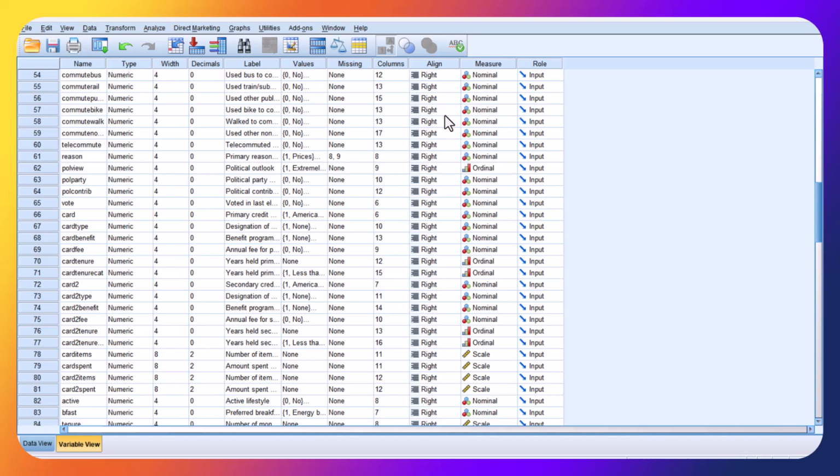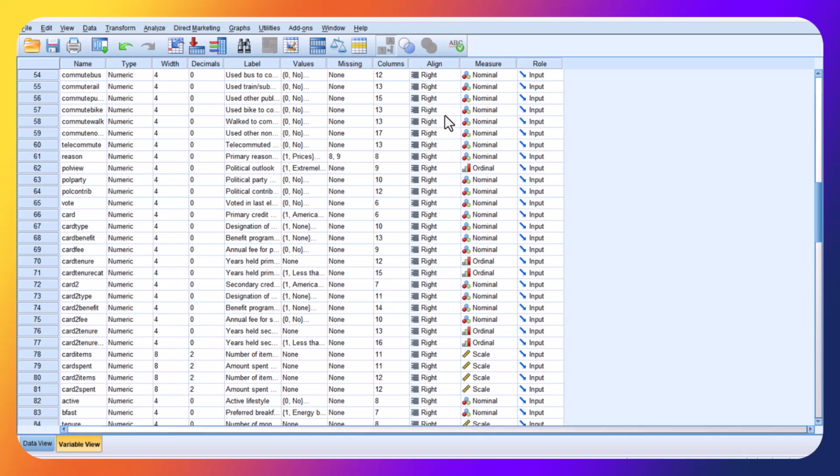Descriptive statistics are basically of two types. We have the qualitative data analysis and we have the quantitative data analysis. The qualitative data analysis specifies on two data types, which are the ordinal data type and the nominal data type.